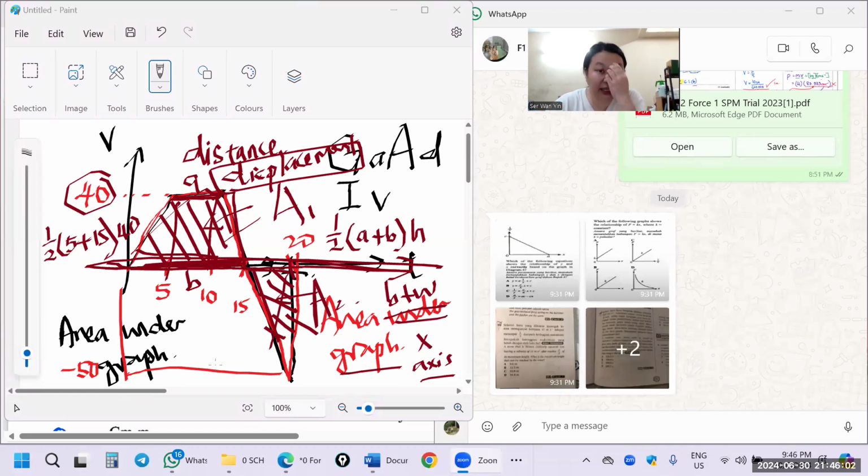What do they mean by kinetic energy is not conserved in explosive? That one you forget about it. The kinetic energy is out of syllabus already. Just forget it.